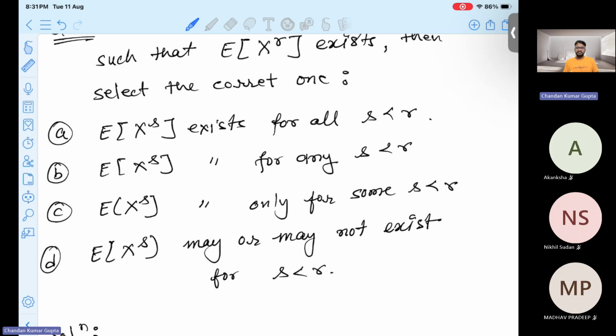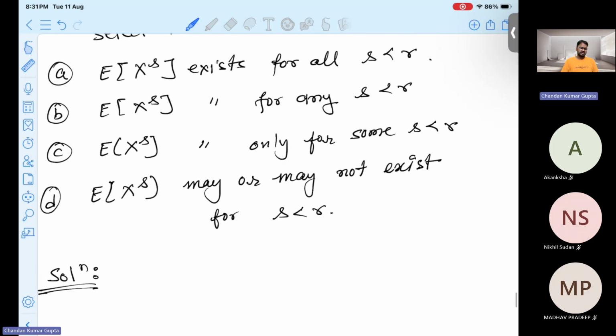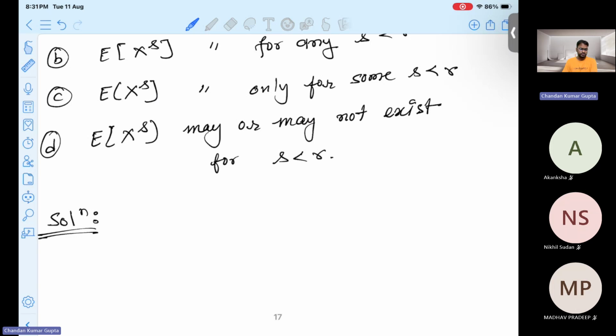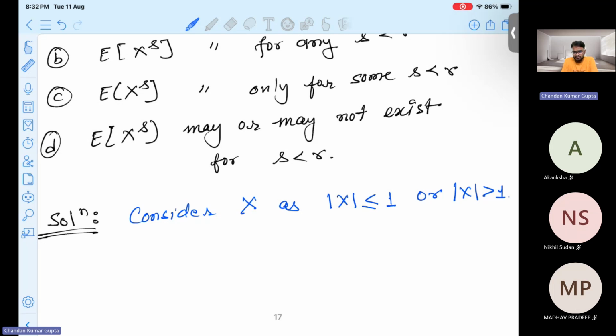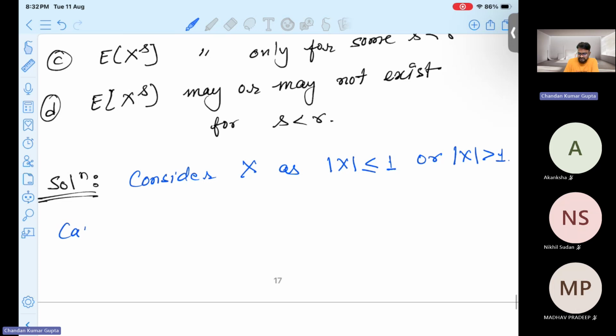since we are talking about the expected value, the moments, let me first introduce this random variable X as either this or this. Is it okay up to this point? The modulus value of X is either less than or equal to 1 or greater than 1. So let's start with the less than case.